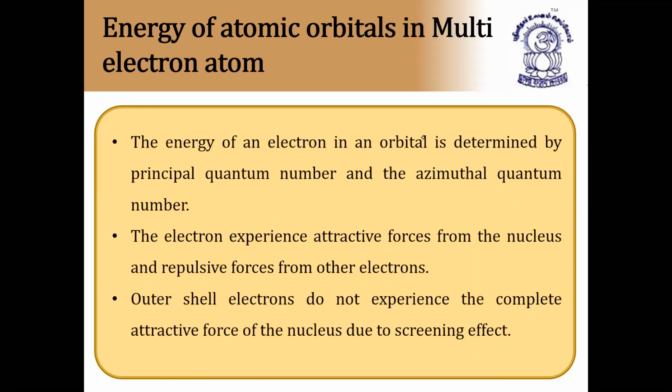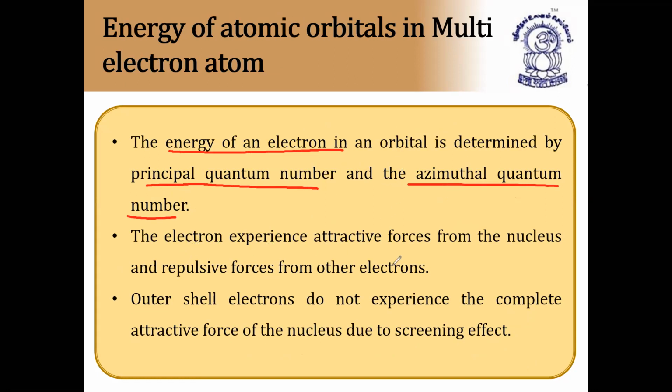Next, we have energy of atomic orbitals in a multi-electron atom. So that was only the hydrogen atom. Now we have a multi-electron atom. The energy of an electron in an orbital is determined by the principal quantum number as well as the azimuthal quantum number.